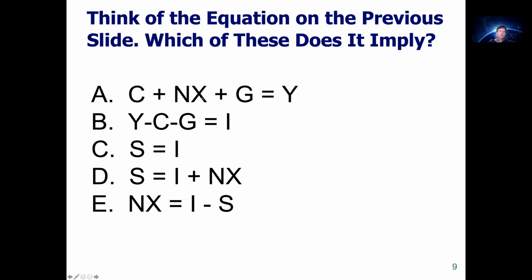I'll leave it to you why each of these other equations is wrong, except to point out that C, S equals I, is true in a closed economy, not true in an open economy.